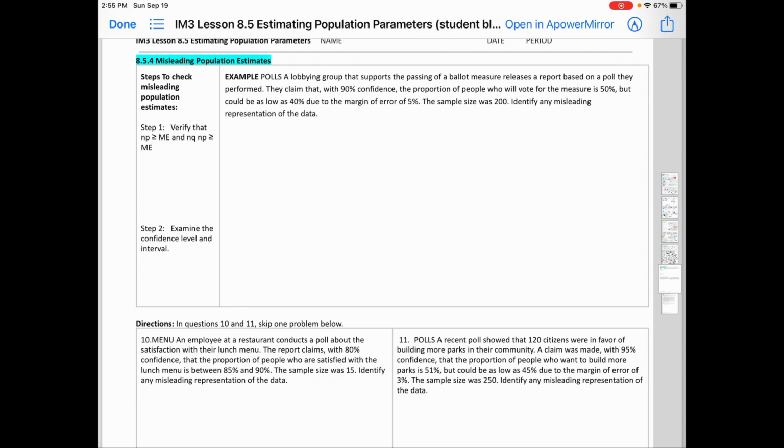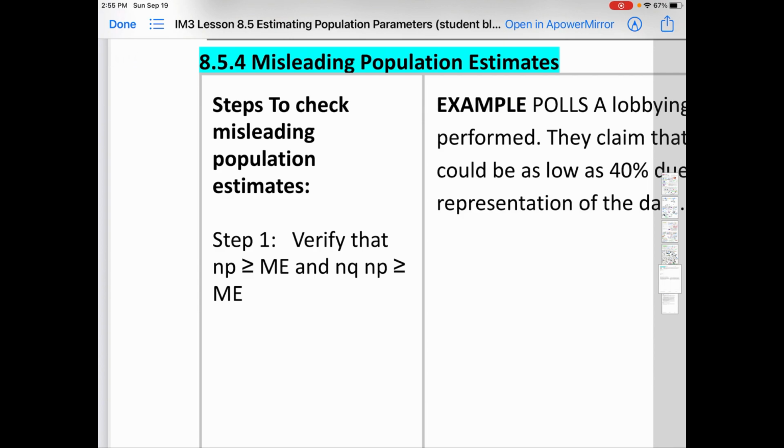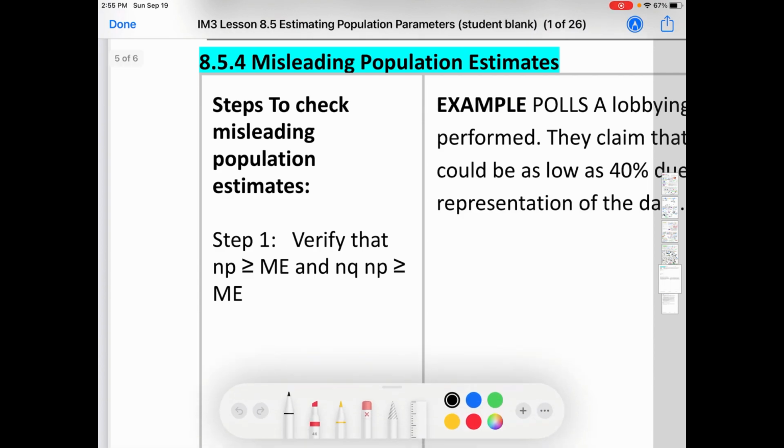8.54, misleading population estimates. So let's make sure to go through the steps to check misleading population estimates. The first thing I want you to do is verify that the np hat is greater than or equal to, and the nq hat, oh, that's twice, is greater than or equal to, we used that number to be 5 before as well.